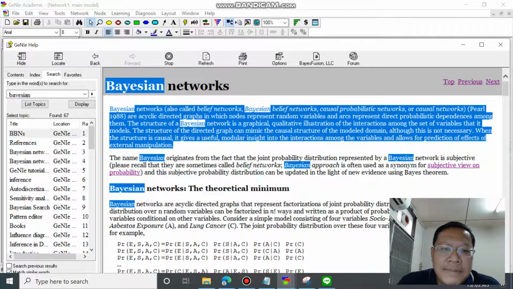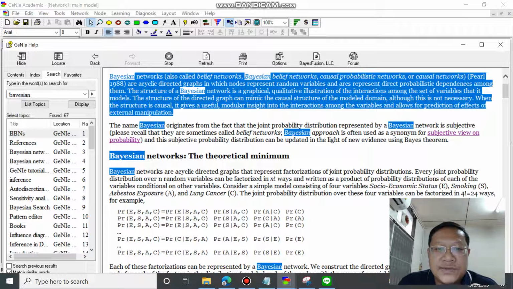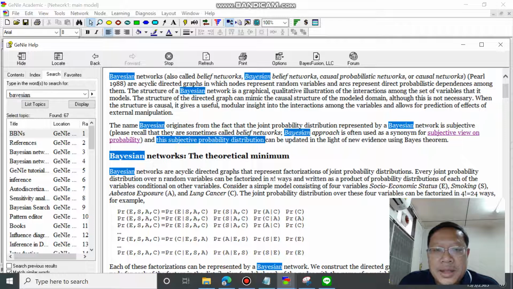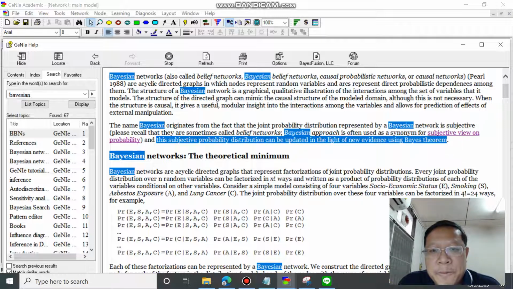The name Bayesian originates from the fact that the joint probability distribution represented by a Bayesian network is subjective. They are sometimes called belief networks. The Bayesian approach is often used as a synonym for a subjective view on probability. And this subjective probability distribution can be updated in the light of new evidence using Bayes theorem. Remember, the subjective probability distribution can be updated in the light of the new evidence using Bayes theorem.